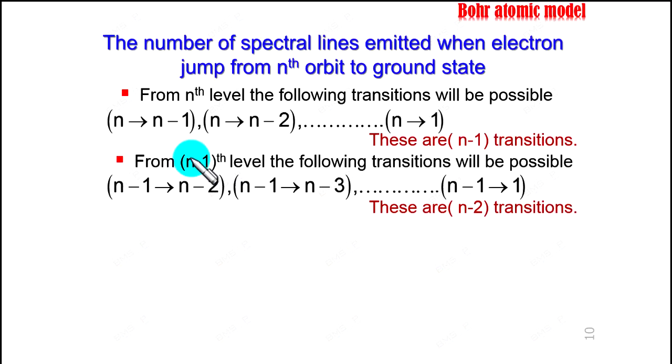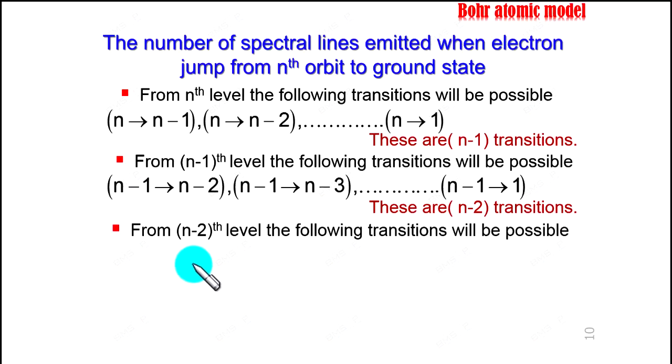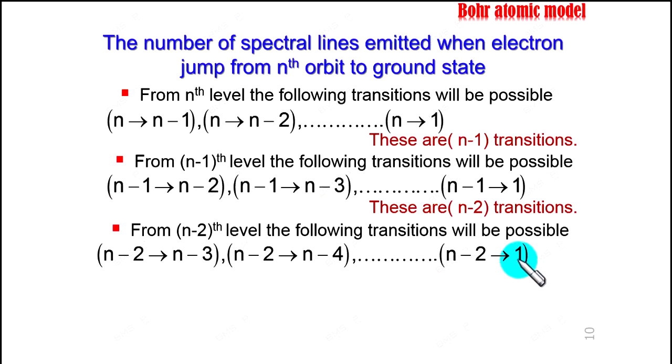Similarly, let us consider from the n minus 2th level to n equal to 1, or the ground level. So, here what we will do? We will substitute n minus 2 in place of n. So, transitions here will be n minus 2 to n minus 3, n minus 2 to n minus 4, and finally from n minus 2 to 1. And if we count here, there will be n minus 3 transitions.